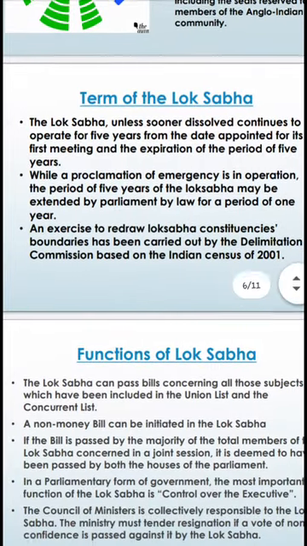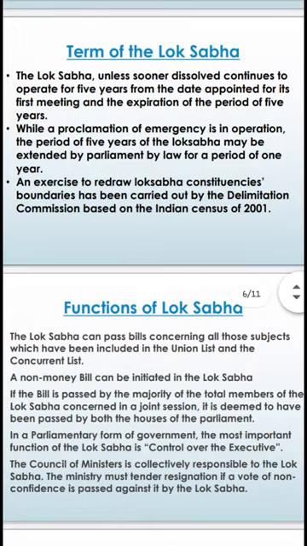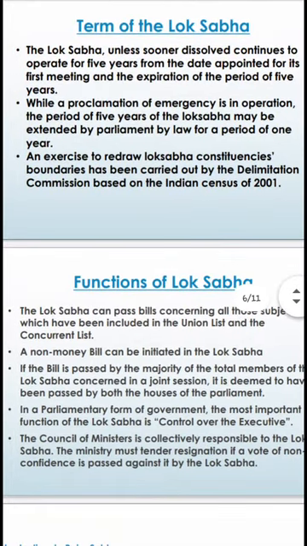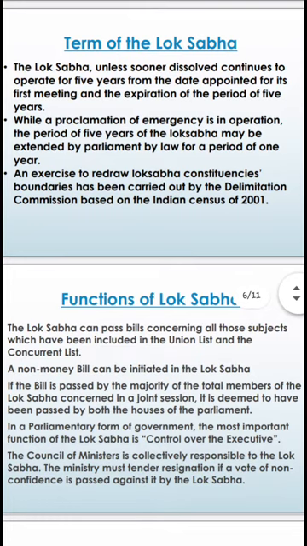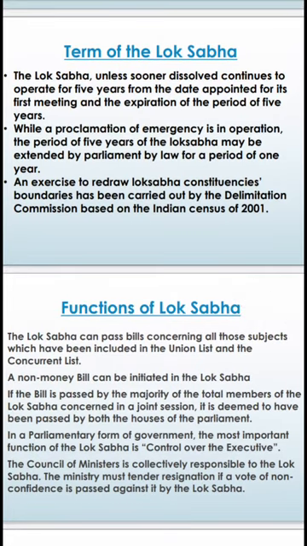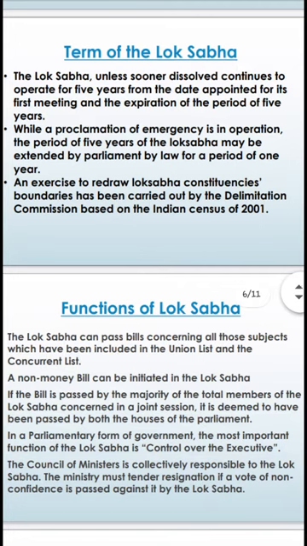Now I am going to the next slide, which is the term of the Lok Sabha. This is also an important topic which you should understand and then remember. The first point is the Lok Sabha, unless sooner dissolved, continues to operate for 5 years from the date appointed for its first meeting and the expiration of the period of 5 years. The next point is, while a proclamation of emergency is in operation, the period of 5 years of the Lok Sabha may be extended by Parliament by law for a period of 1 year. The next point is, an exercise to redraw Lok Sabha's constituency boundaries has been carried out by the Delimitation Commission based on the Indian Census of 2001.